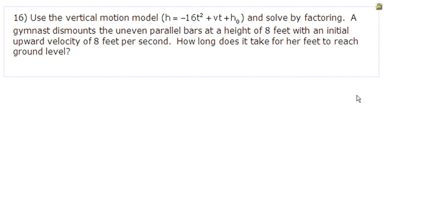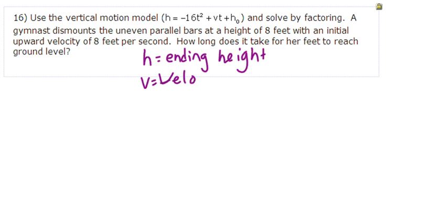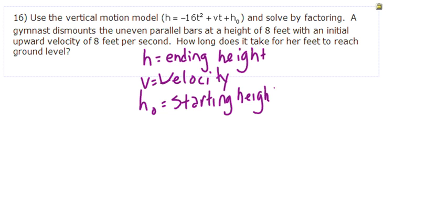So that's number 15. Now number 16, this is a new formula, but it's a vertical motion model. And I'm going to tell you the H stands for the ending height. The V stands for the velocity. The H sub O stands for the starting height. And the T stands for the time. So we're basically, all we're going to do is we're going to read this and figure out what we have and what we need to find.